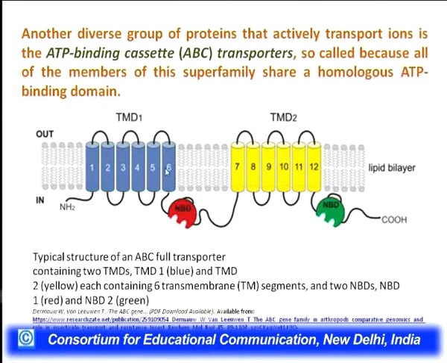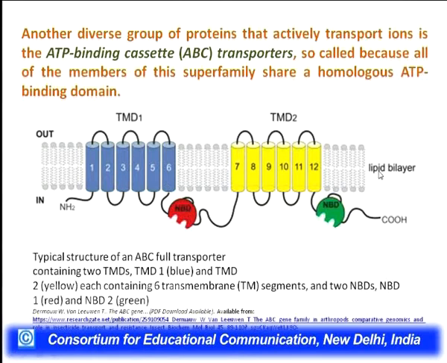Each domain has 5 to 6 transmembrane proteins which are joined together. Apart from that, there are two NBDs, the nucleotide binding domains, one shown in red and one in green. This is towards the inside, or the cytosolic side, of the membrane. Towards the outside, it's basically the transmembrane protein which interacts with it. So this is a typical protein.